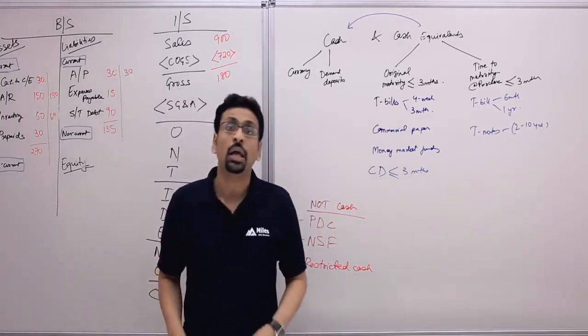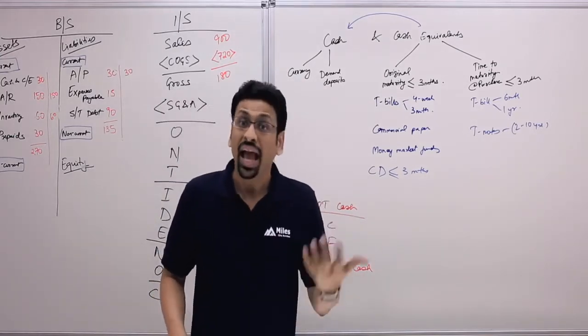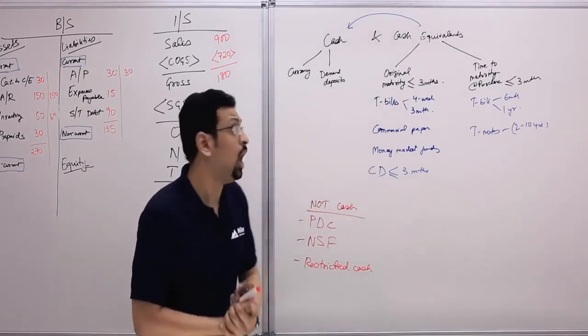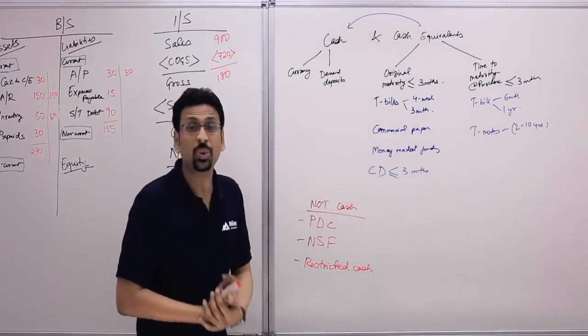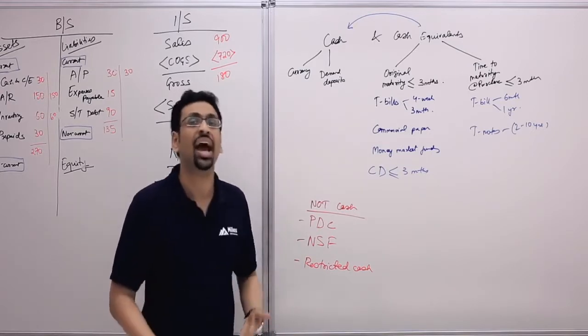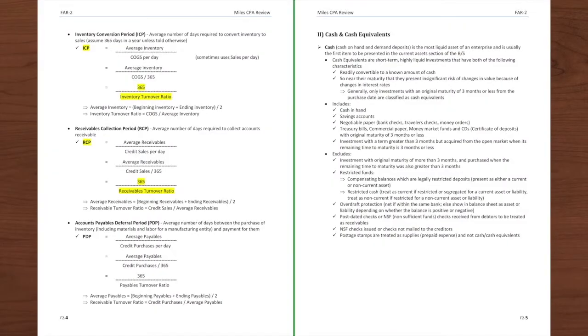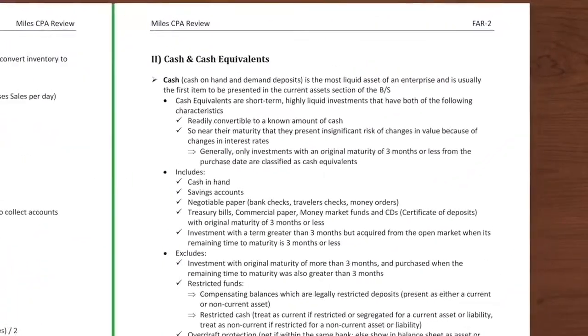Let's get on the book, look at cash and cash equivalents, and then we'll come back and look at bank reconciliation statement. How do you reconcile the difference between cash in hand and cash at bank? On page 5, we're looking at cash and cash equivalents.